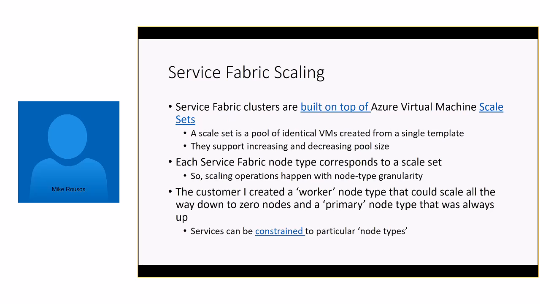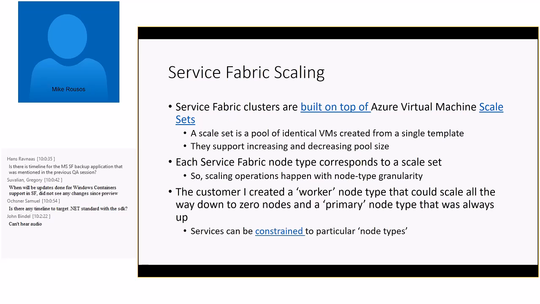For those who haven't done a lot of scaling before with Service Fabric, the way it works is that Service Fabric clusters are all built on top of Azure Virtual Machine scale sets. A scale set is just a pool of identical VMs in Azure that are all created from a single template, which support increasing and decreasing the pool size dynamically. So Service Fabric itself doesn't really have any special scaling features. It is just built on top of the VM scale set concept. So a Service Fabric app gets that for free, basically.